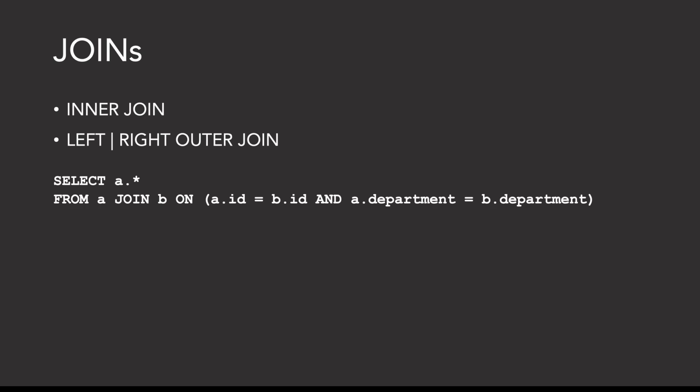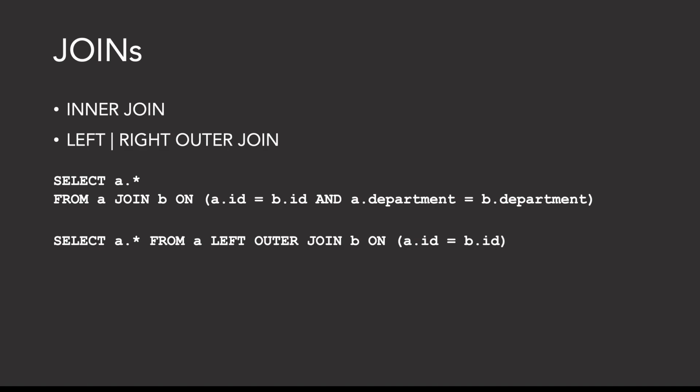Just like RDBMS, Hive supports joins too. So Hive has inner join, left outer join, right outer join. The HQL statement for joins in Hive is exactly similar to that of SQL. So you select from two different tables, table A and table B, and then you mention the join column like a.id equal to b.id and a.department equal to b.department.